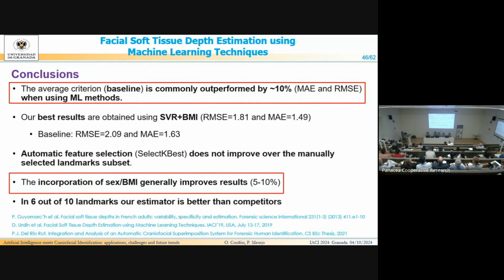Conclusions. The average criterion in our experiments was commonly outperformed by around 10% in both mean absolute error and root mean square error when using machine learning methods. So at least it seems like a good strategy to follow, or at least to try. And the incorporation of sex and body mass index generally improves results around 5–10%.